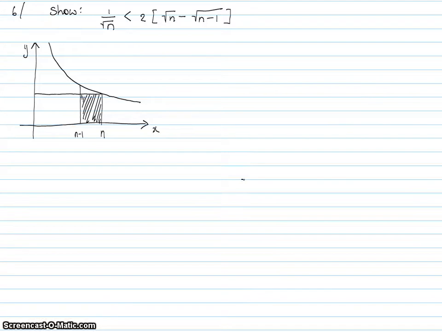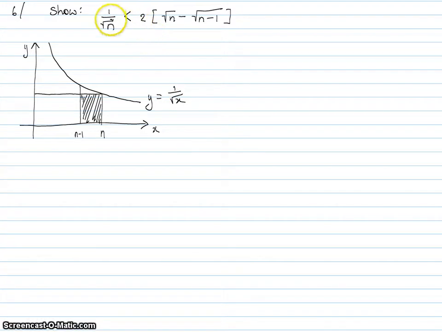Question 6 comes in many parts. The first part asks us to show that 1 over root n is less than 2 times the difference between root n and root n minus 1. How do we do this? Well, this is the 1 over the square root of x graph.